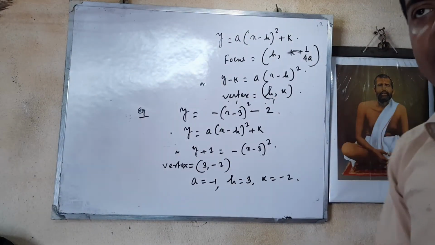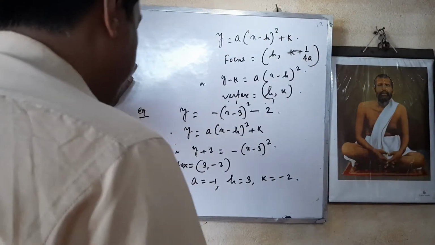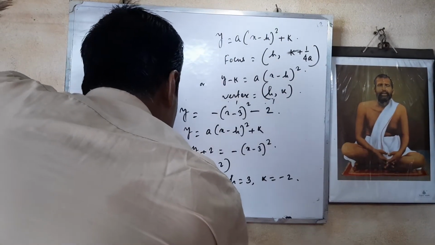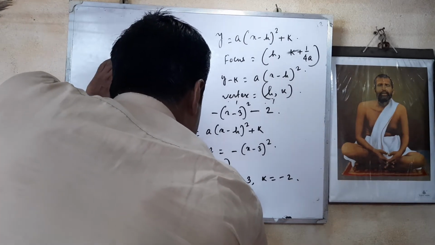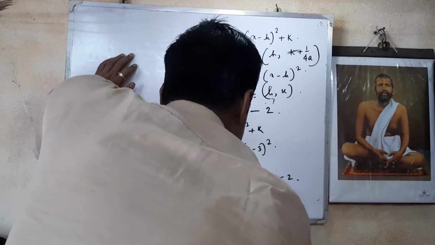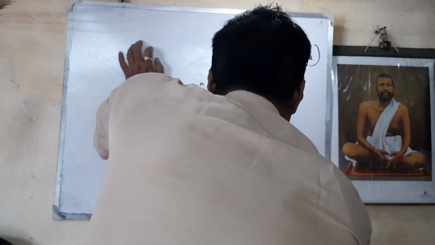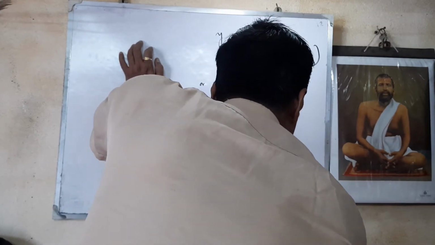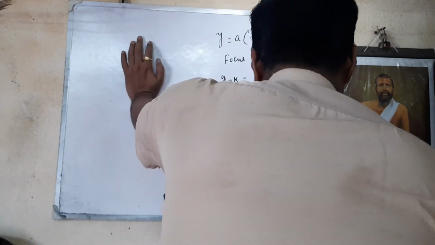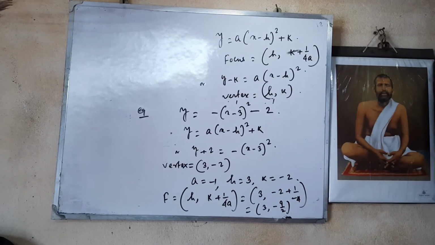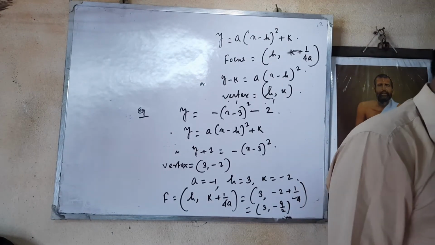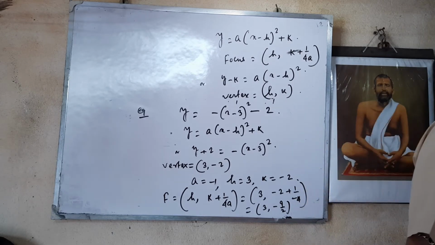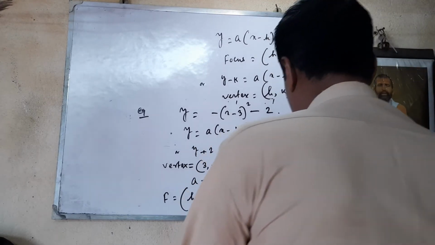So the coordinate of its focus is given by h comma k plus 1 by 4a, that is 3 comma minus 2 plus 1 by 4 times minus 1, that is 3 comma minus 9 by 4. Sorry, it will be 9 by 4. 3 comma minus 9 by 4.